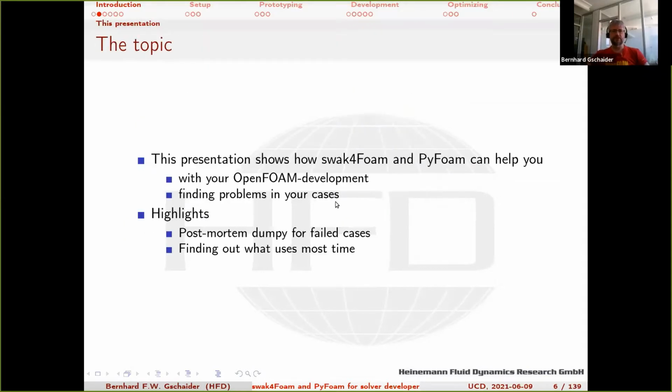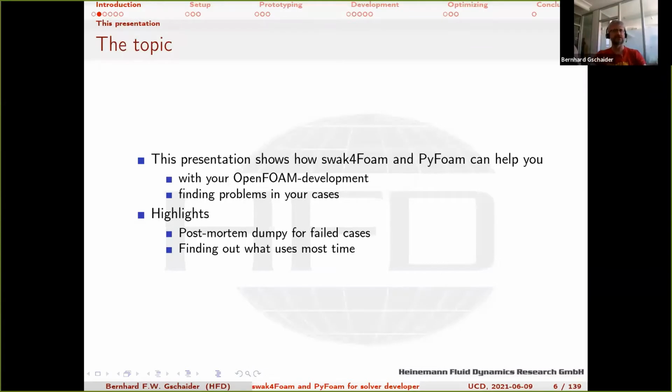The primary purpose of this presentation is to show you how swak4Foam and PyFoam can help you if you're doing some OpenFOAM development on your own, and also how to find problems in your cases. Some of the highlights, the most useful stuff that you will learn here, is getting post-mortem dumps for failed cases.